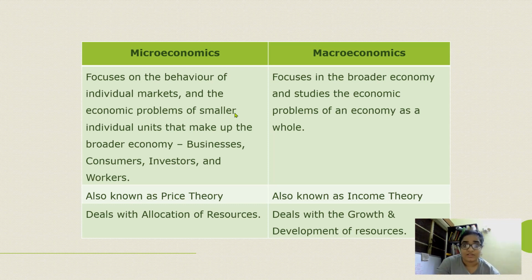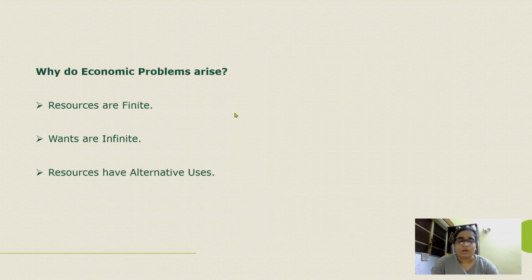Microeconomics is also called price theory. We'll see why later on. Macroeconomics is known as income theory. Microeconomics deals with the allocation of resources, while macro deals with the growth and development of resources, right? We'll go ahead now. Have you written it down? Pause the video, maybe write it down. We'll go ahead. Okay, so economic problems.